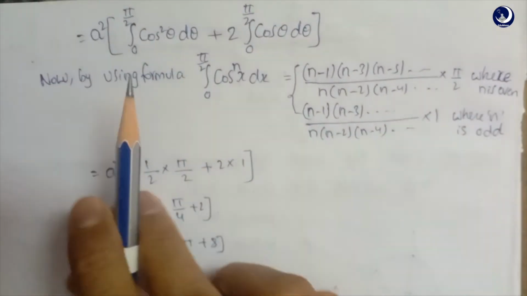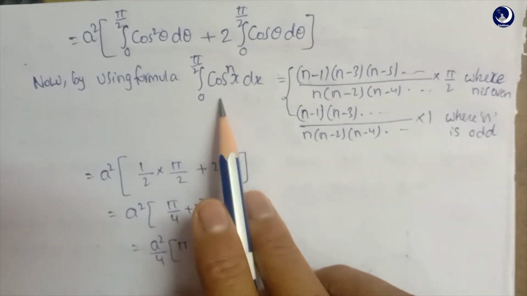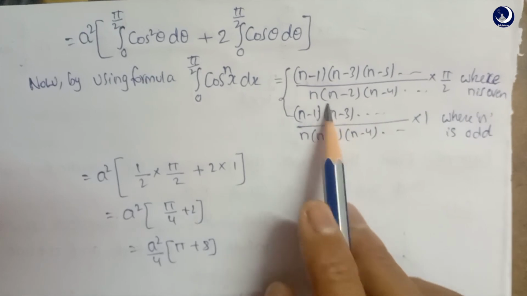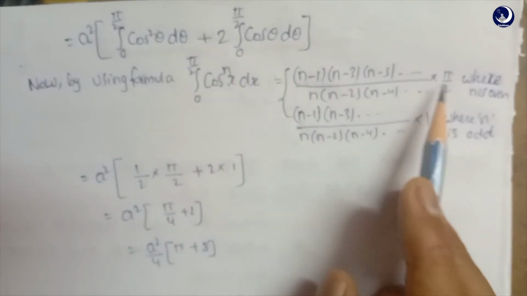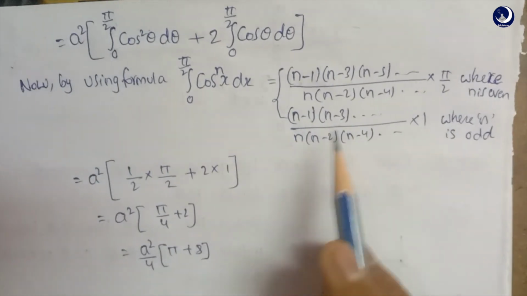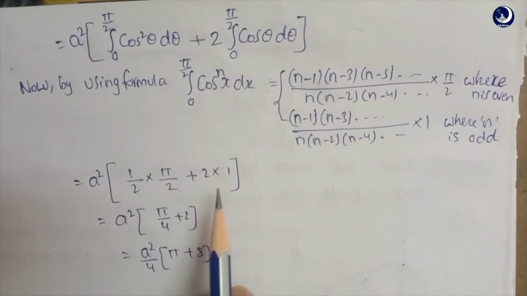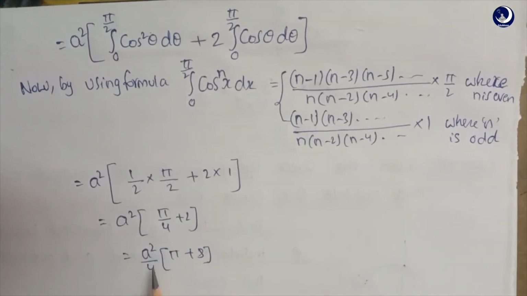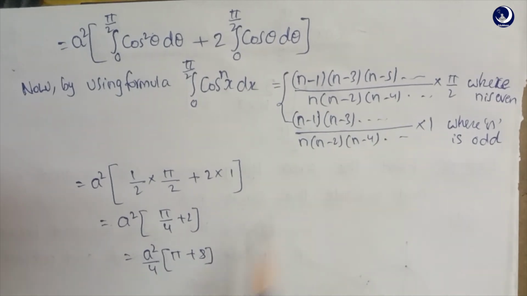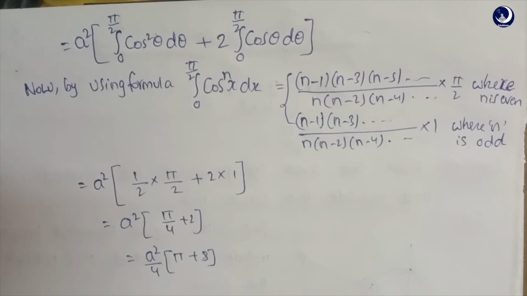We are getting this. So we already know by using the formula integral 0 to pi by 2 cos power n x dx equal to (n minus 1) into (n minus 3) into (n minus 5) by n into (n minus 2) into (n minus 4) and so on, into pi by 2 where n is even, otherwise 1 where n is odd. By solving these equations we get a square into 1 by 2 into pi by 2 plus 2 into 1. Finally we get a square by 4 into (pi plus 8). By using these formulas we can solve the given equation in polar coordinates for the area from the given figure. Thank you for listening.